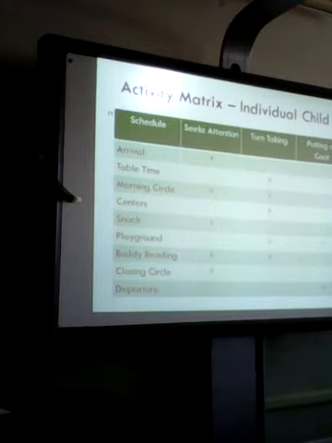So if we think about this activity matrix for this individual child and the seeking attention, turn taking, and putting on coat. So here is the activity matrix for them at school. So what might that look like for home to work on those three? What could the activities be at home? Those three things? Seeks attention, turn taking, and putting on coat.